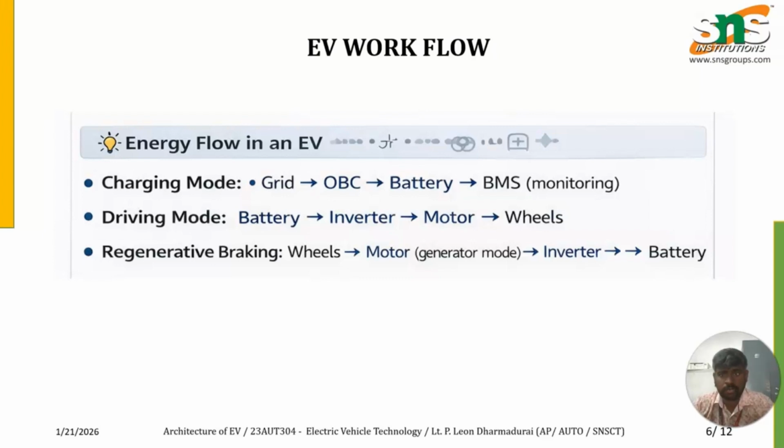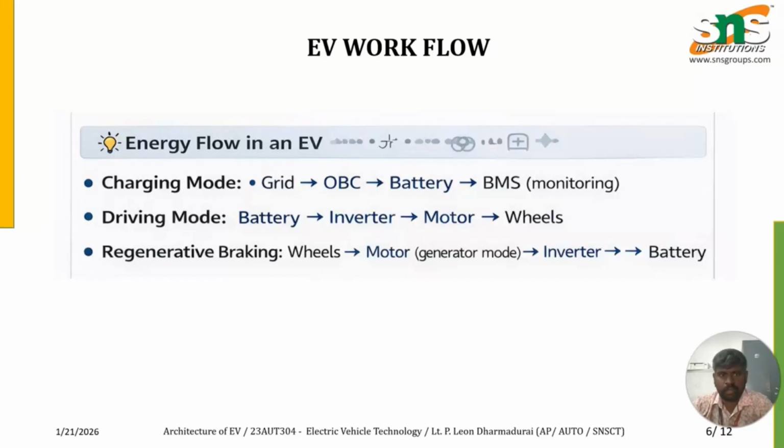Here, at the charging port, electricity is taken from the grid, and through the OBC, the battery is charged. The OBC converts the AC into DC, and the DC current is stored in the battery. From the battery, it is sent to the BMS. Through the BMS, the battery is monitored for its state of charge and health.